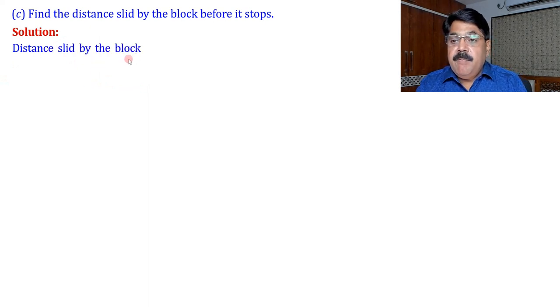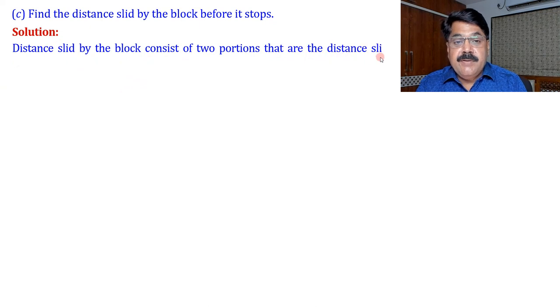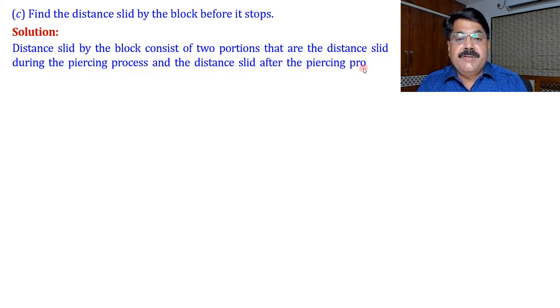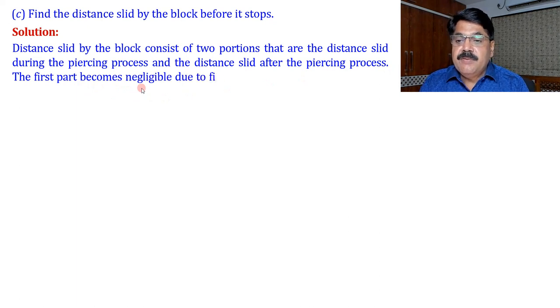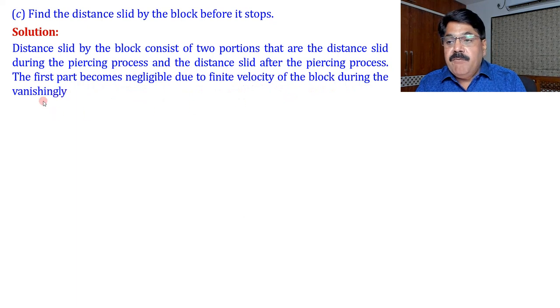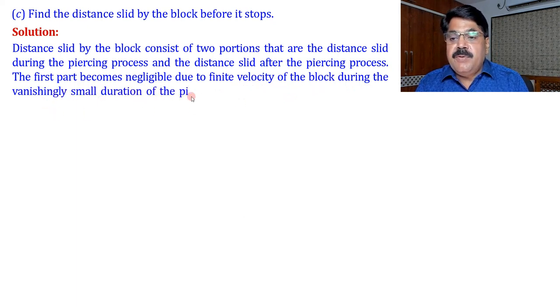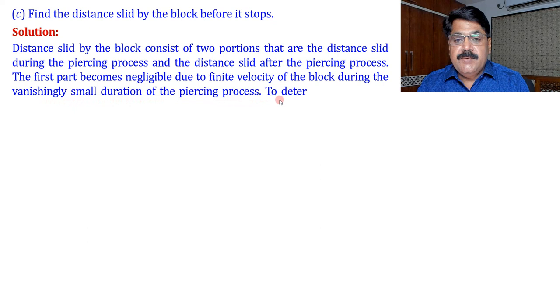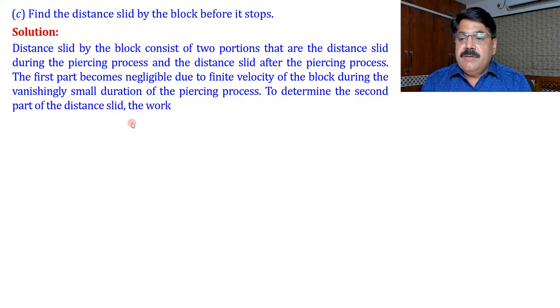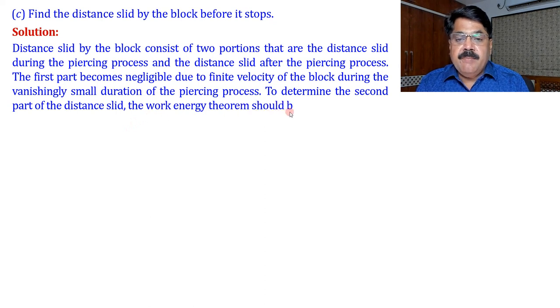The distance slid by the block consists of two portions: the distance slid during the piercing process and the distance slid after the piercing process. The first part becomes negligible due to the finite velocity of the block during the vanishingly small duration of the piercing process. To determine the second part of the distance, the work energy theorem should be used.